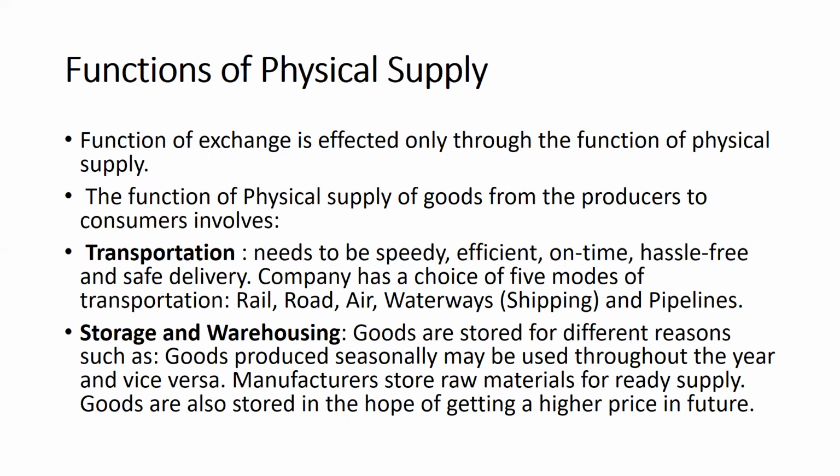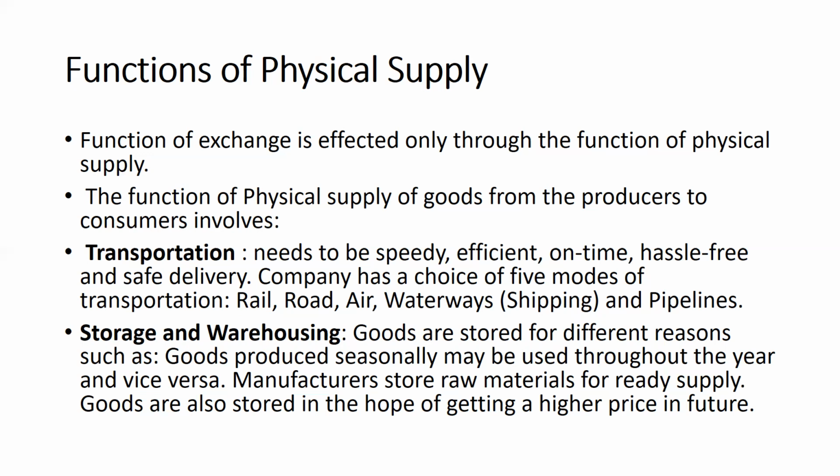The function of physical supply of goods from the producers to consumers involves certain activities. The first activity is transportation. It needs to be speedy, efficient, on time, and without any drawbacks, hassle free and safe delivery. A company has various choices or modes of transportation, which can be grouped as railways, roadways, airways, and waterways. Next, for certain products, pipelines can be chosen.